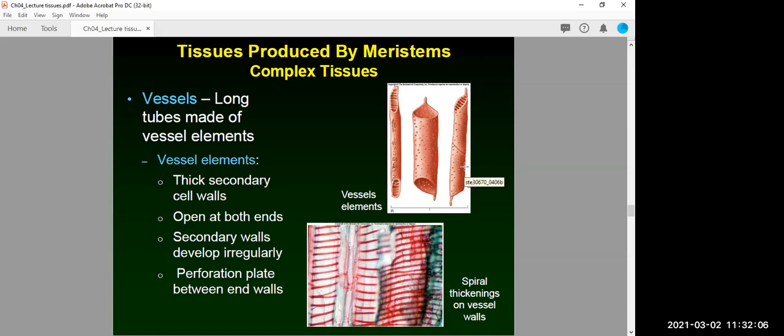So think about it. These vessel elements make up the xylem. The xylem is wood. This is like an individual cell out of the xylem. So it's going to be really strong and durable.